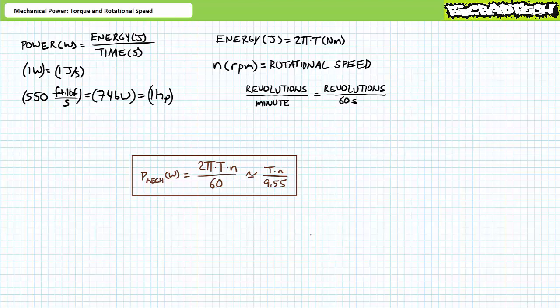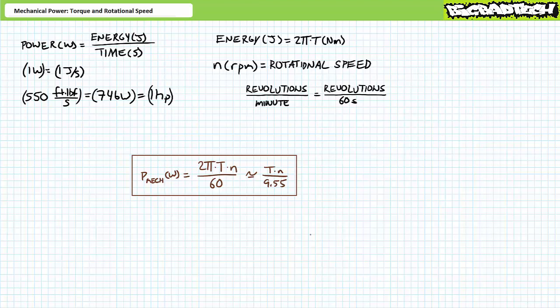Since 2, pi, and 60 are constants, pi being the irrational number 3.1415 blah blah blah, you'll sometimes see this formula written as power equals torque times rotational speed divided by 9.55. It's actually 9.54929 blah blah blah.